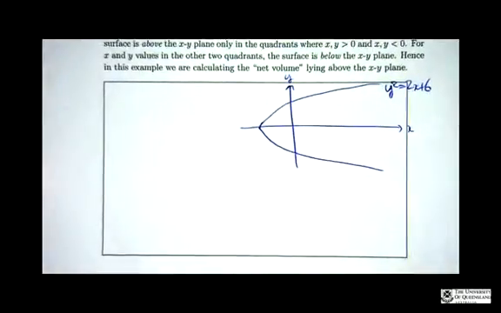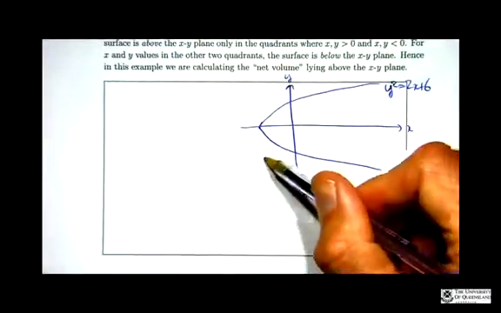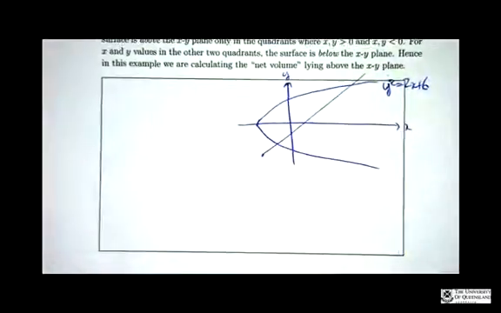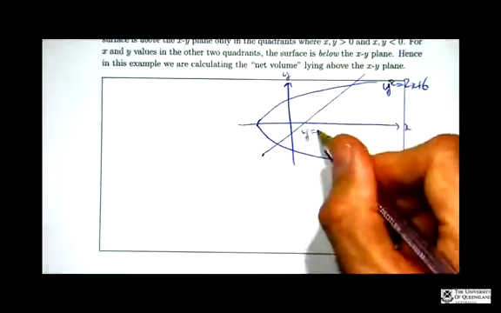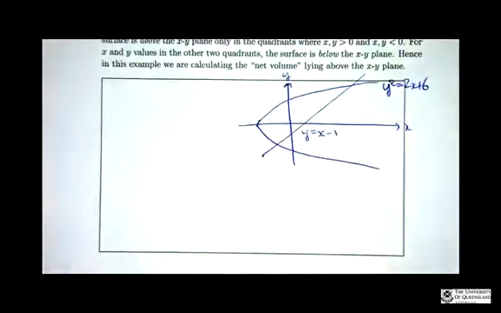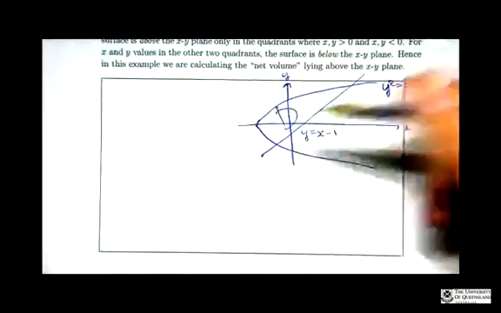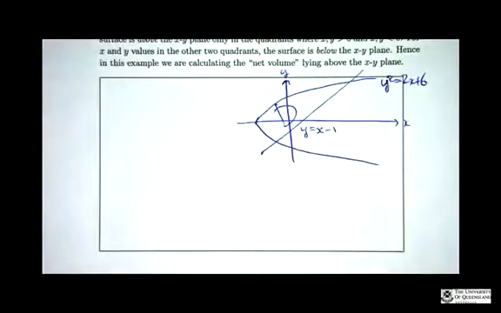And then we've got the line y equals x minus 1, which might look something like that. So here's y equals x minus 1. So that's the region D that we're interested in there.